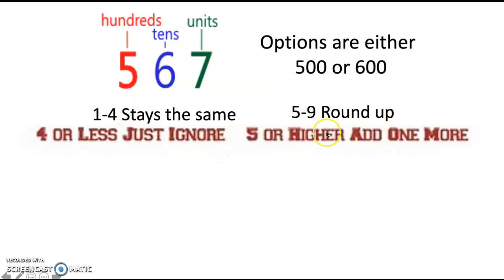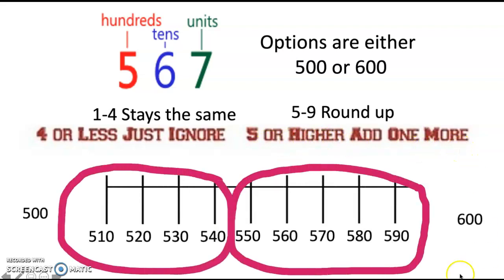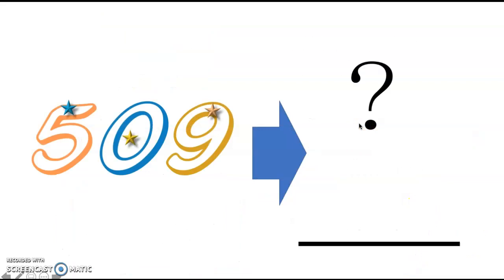The catchy saying still applies. 4 or less, just ignore. 5 or higher, add 1 more. As we see on this number line, we're counting by tens instead here. And we see that if this 10 column is 1, 2, 3, or 4, it's closer to 500, whereas if it's 6, 7, 8, or 9, it's closer to 600. And the same thing applies: the 5 is in the middle, but it goes towards the higher number. That is the rule. So now we're going to try this on our own.